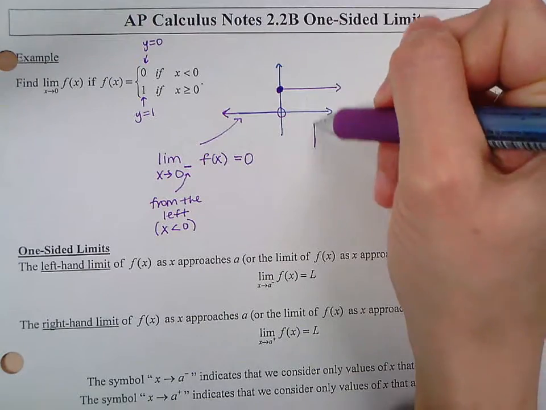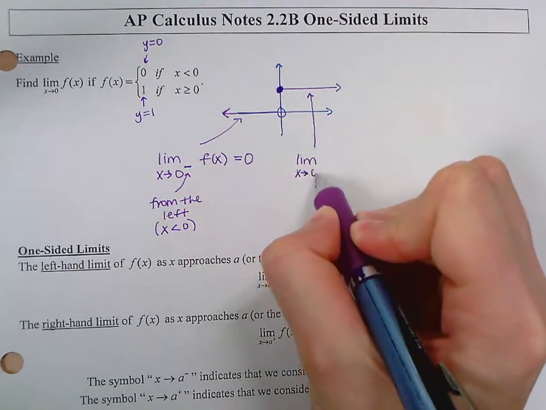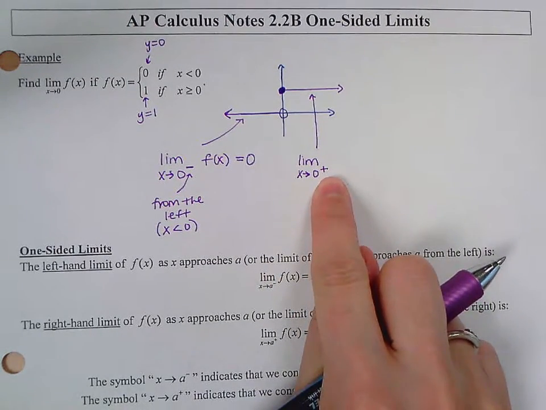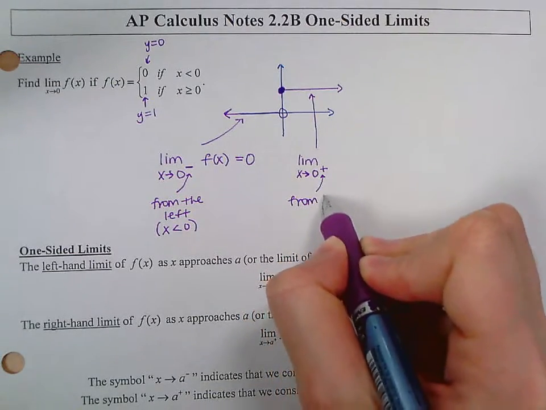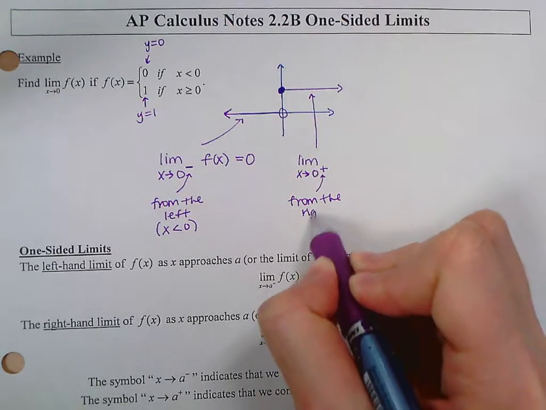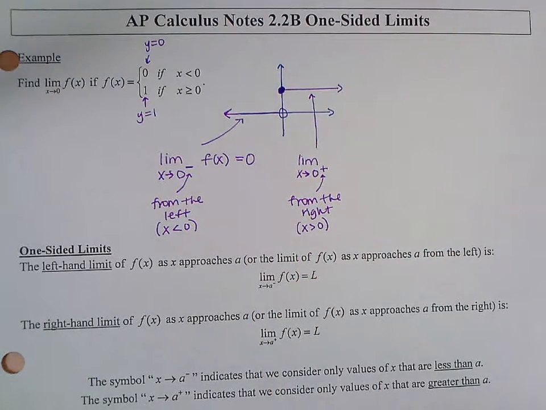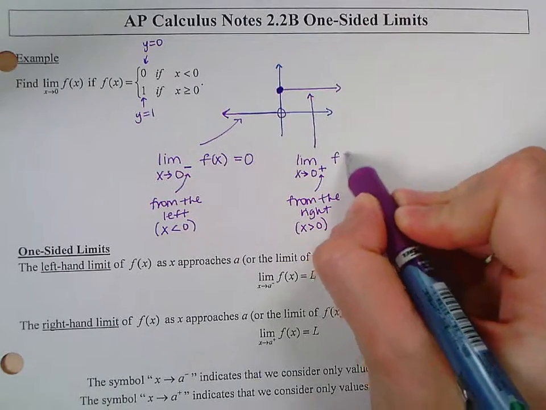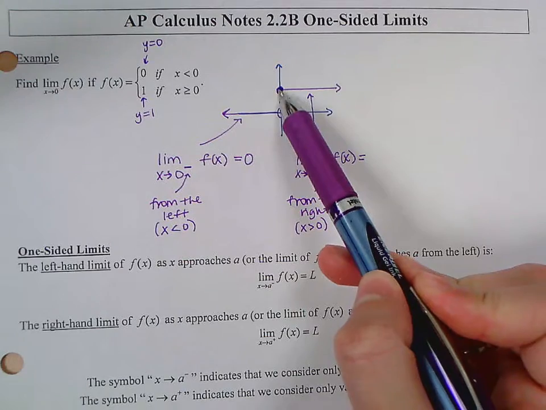The second piece would then be the limit as x approaches 0 from the right side. So instead of a minus sign, you would see a plus sign. So this implies from the right. That's for x values greater than 0, because again, limits aren't concerned with when x actually equals that number. So the limit as x approaches 0 from the right of f of x. From the right side, those y values are approaching 1.